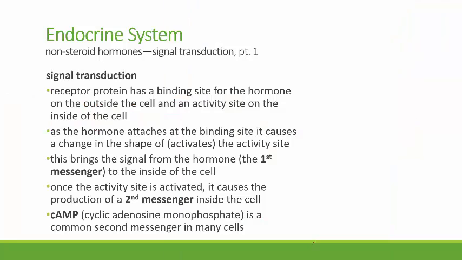Here we have signal transduction. A receptor protein on the outside surface of the cell has a binding site, and an activity site on the inside of the cell. When the hormone attaches at the binding site, we see a change in the shape of the activity site. This is how the activity site becomes activated. Then, through that series of reactions that we discussed with G protein and adenylate cyclase getting activated, we see the production of a second messenger. Once the second messenger is activated inside the cell, it will turn on a protein kinase. That's how it works with cAMP.